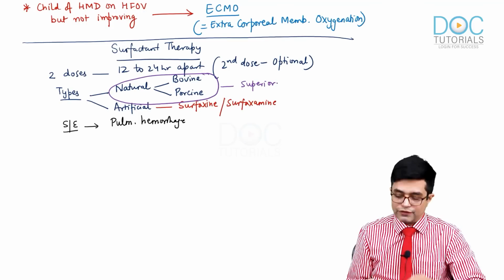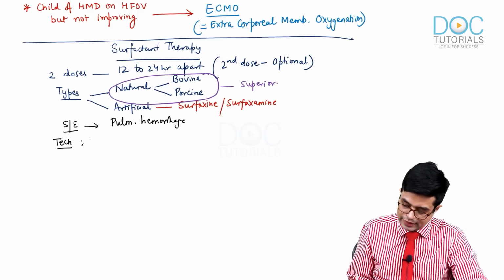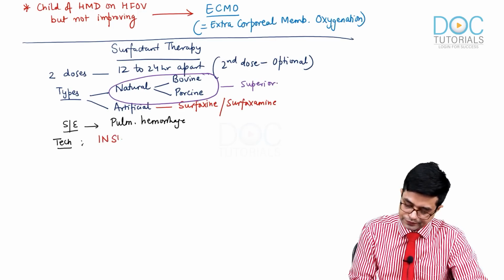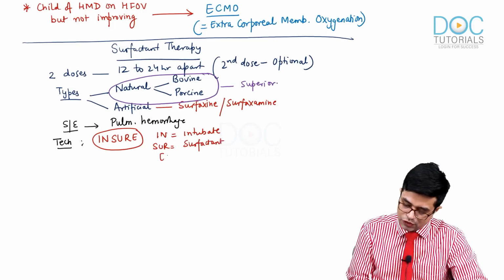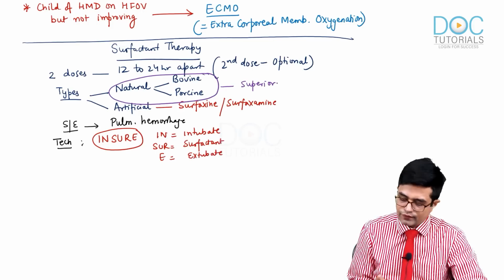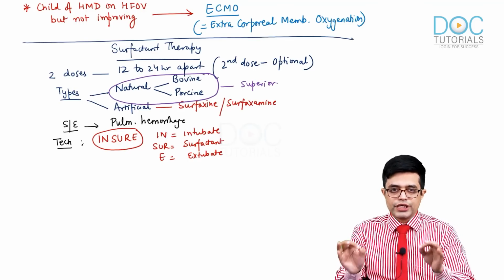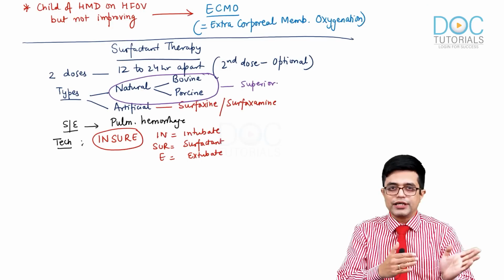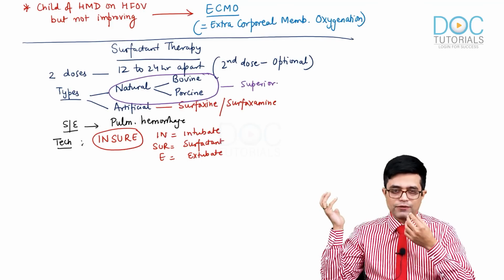What is the technique to give surfactant? The technique to give surfactant is known as the INSURE technique. INSURE stands for: IN stands for intubate, SUR stands for you give surfactant, and E stands for extubate. So what we do in the INSURE technique is, first in a sterile setting, you shift the child to ICU. The child is already on CPAP, right? After that, you will remove oxygen and CPAP from the child.